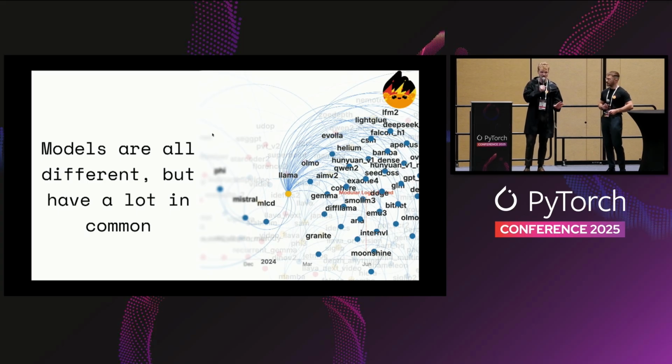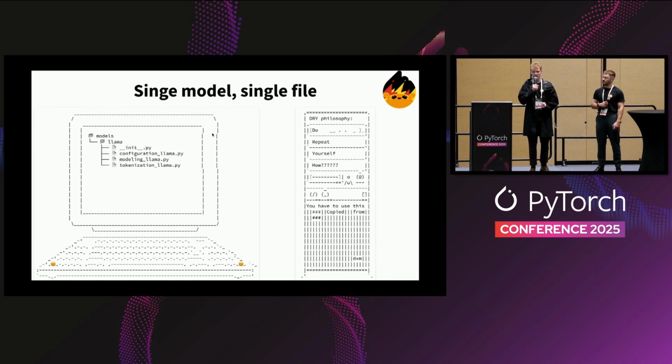And so when you're a maintainer and you're faced with this, when you realize that many models share a lot of similarities, you have two choices. Either you go with an abstract way of writing your models, so you use inheritance, you use all of that, or you go with repetition. And Transformers is an opinionated library, and we chose to go with a single model, single file policy.